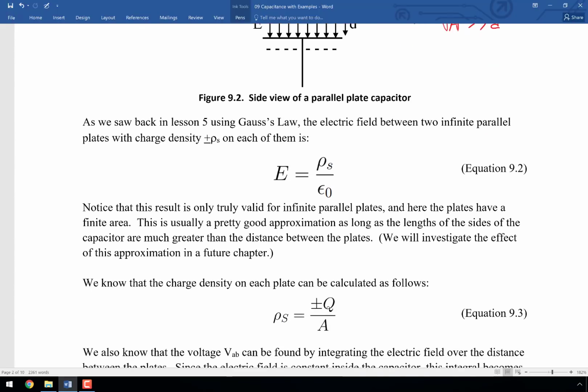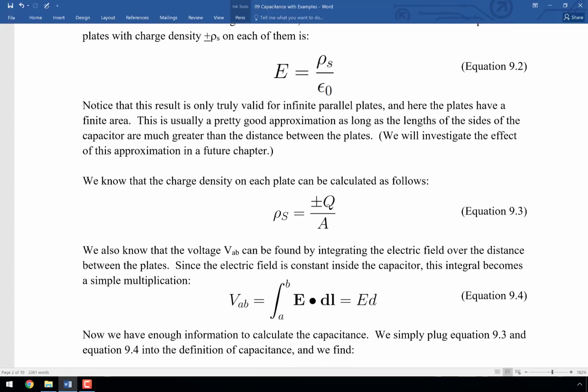Now, as we saw back in lesson 5, we can calculate the electric field between two infinite parallel plates with a charge density of rho sub s on each one of them, and we get equation 9.2 that's shown here. This was derived in one of the examples in lesson 5. But remember that that's only true if you have infinite parallel plates. Later on in the course, we're going to talk about what imperfections in the result are caused by us using this assumption. Now we know the charge density. The charge density is just the total charge Q divided by the surface area A on each of the two plates, positive on the top one and negative on the bottom one.